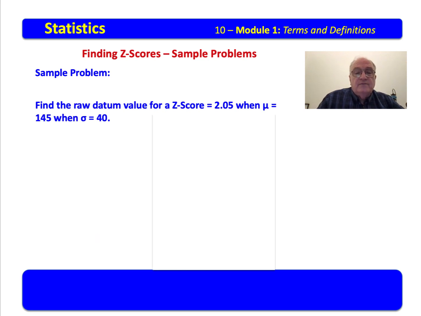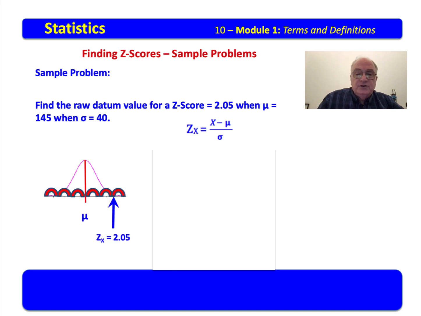Find the raw datum value for a z of 2.05 when mu is 145 and sigma is 40. This is for a population. We choose the formula. We plug in, we've got a z-score, so we know it's 2.05, and we're looking to find the raw datum value. So we'll plug in the things that we know.